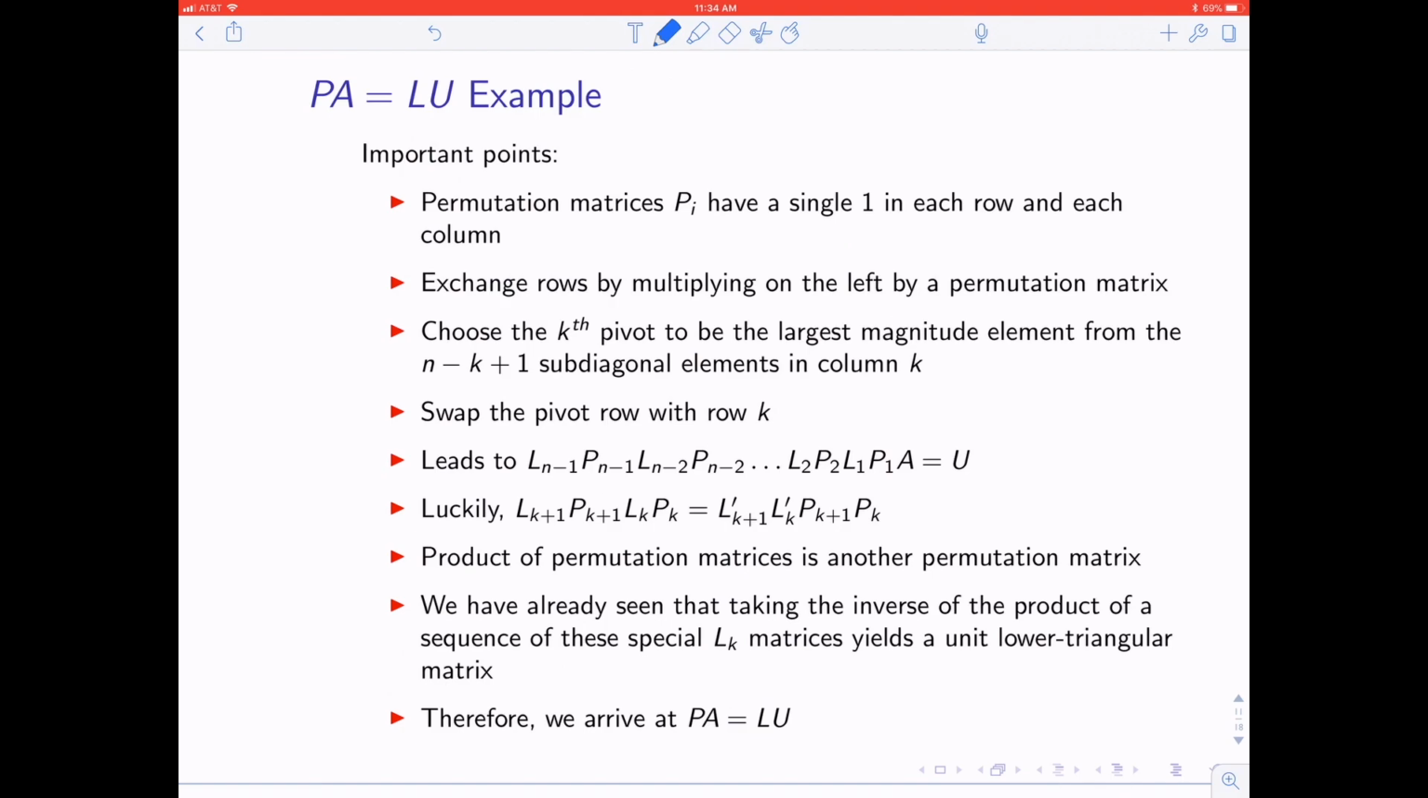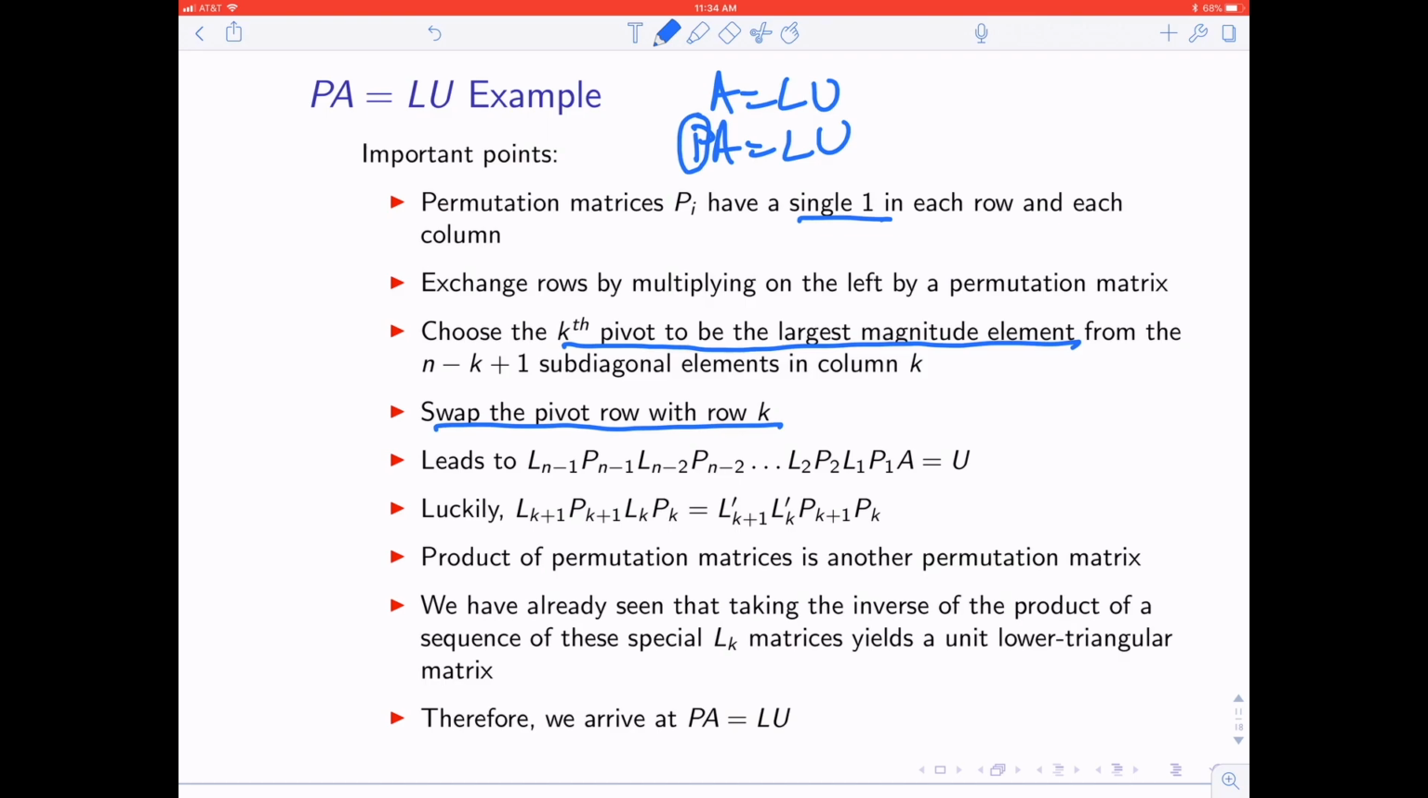So the idea is that instead of writing A equals LU like we did before, we write PA equals LU, where P is something called a permutation matrix that has the effect of exchanging rows in the matrix. Permutation matrices have a single 1 in every row and column, and when you multiply a matrix by P on the left, it exchanges the rows. And so what you do is you choose your kth pivot to be the largest magnitude element from the ones that you're working on in a column, and you swap the pivot row with row k.